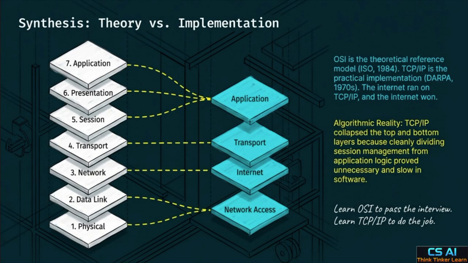So, why the discrepancy between the 7-layer OSI model and the 4-layer TCP/IP model? OSI is a theoretical reference, born in 1984. TCP/IP is a practical implementation from the 1970s. The internet chose the practical route. TCP/IP collapsed the top and bottom layers because, in practice, dividing session management from application logic was just unnecessary overhead. The lesson here? Learn OSI to pass the interview, but learn TCP/IP to do the job.